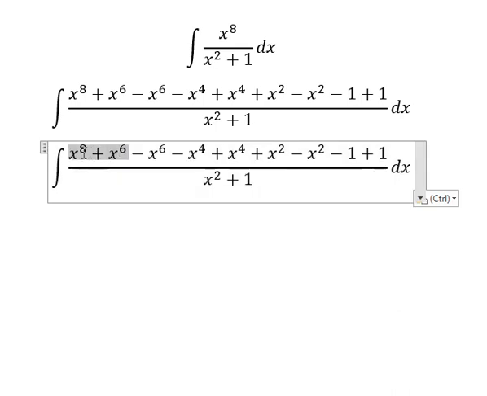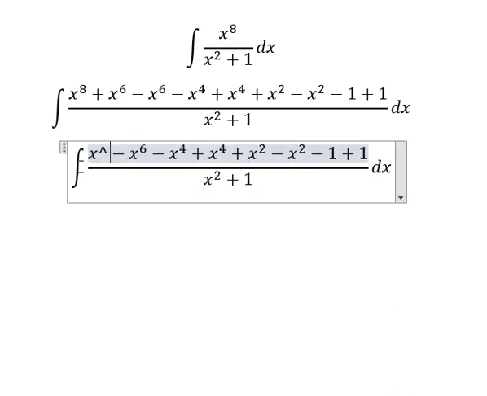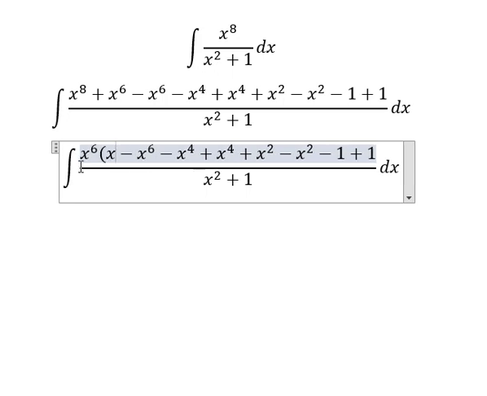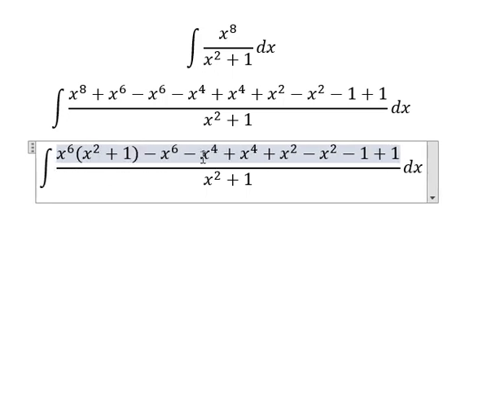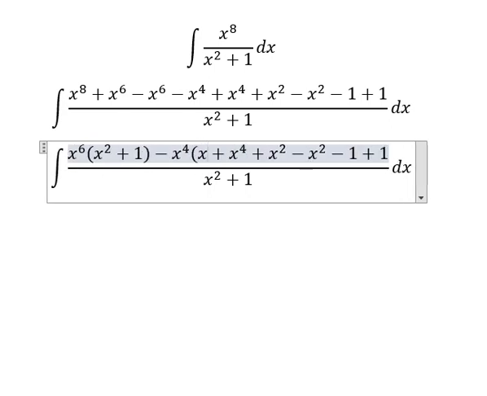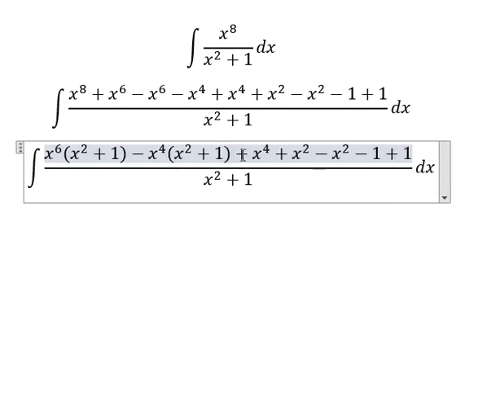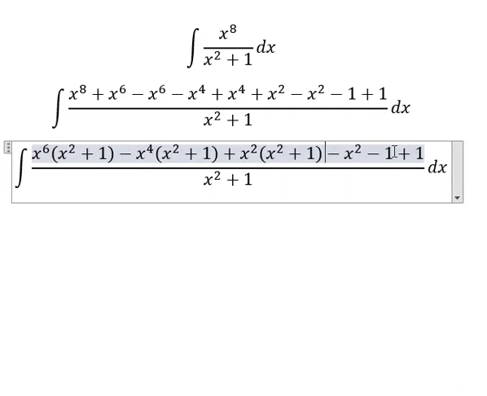So we can do factorization by x to the power of 6. This one by negative x to the power of 4. This one by x squared. This one by negative 1.